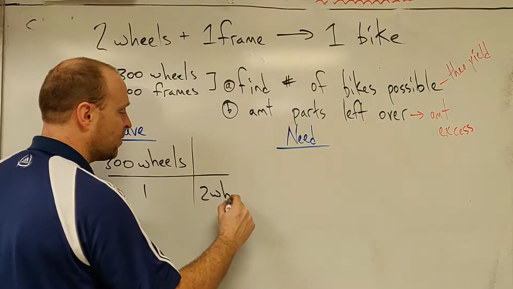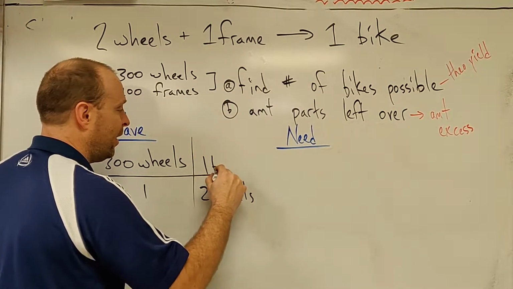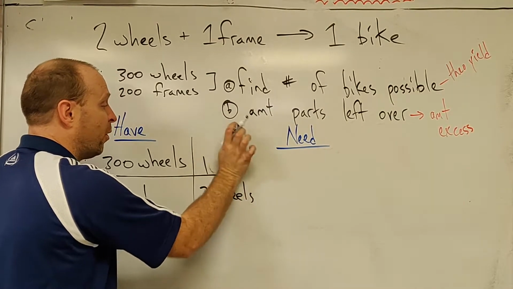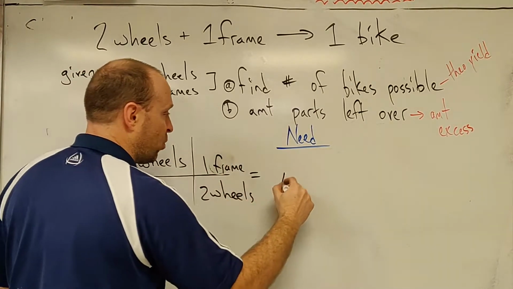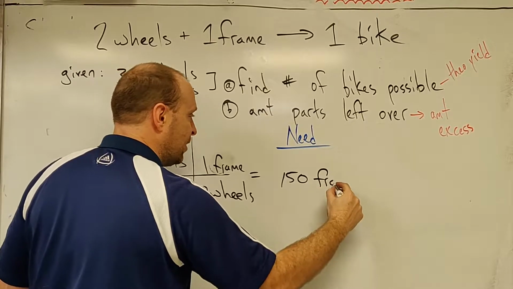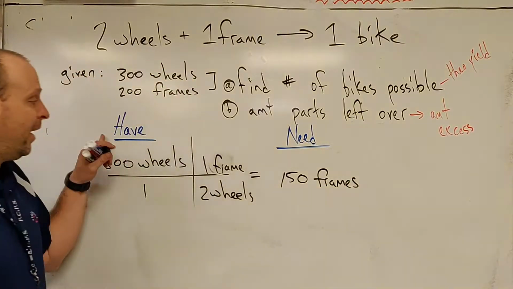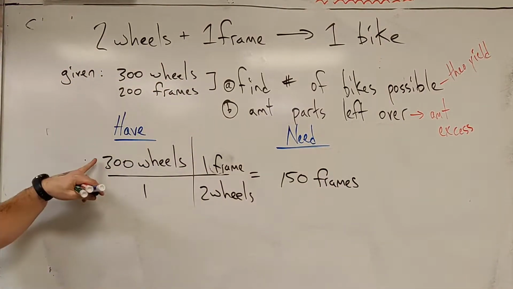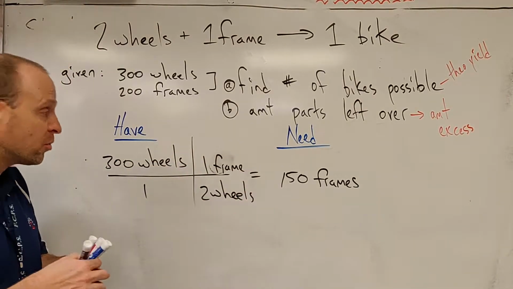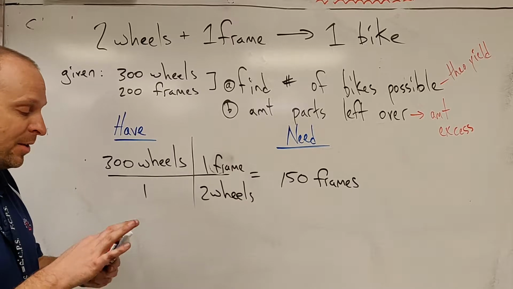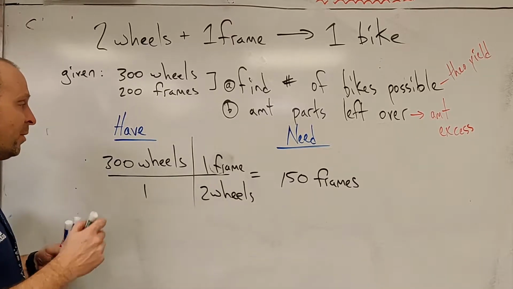There's 2 wheels for every 1 bike. Sorry, for every 1 frame. All right, which gives us, in this case, 150 frames needed. So I have 300 wheels, as I wrote. You need 150 frames to use up all those wheels, and now let's compare that to what we actually have.